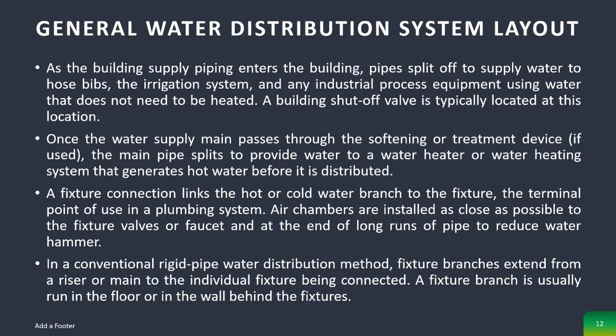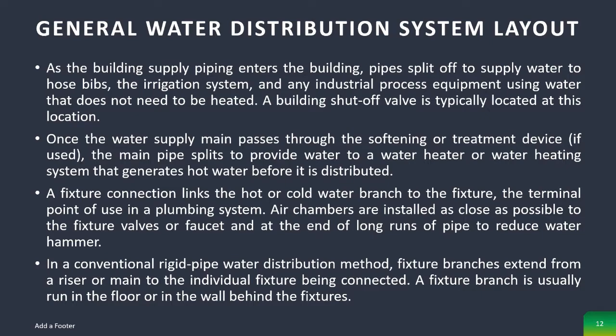So this system layout considers that the building needs hot and cold water supply. Once the water enters the lateral, the water is then split up for cold and hot water. Cold water moves directly to hose bibs, while water needed for hot water will move to a boiler or heater.